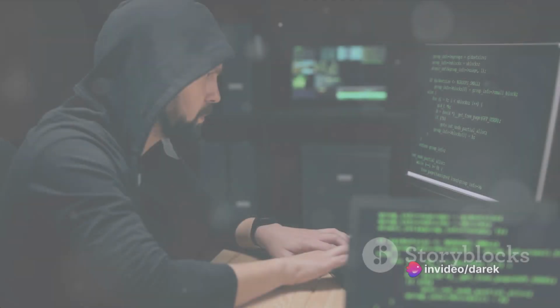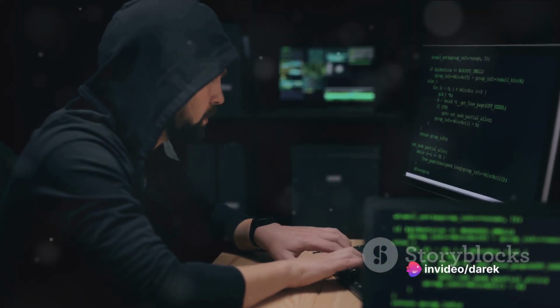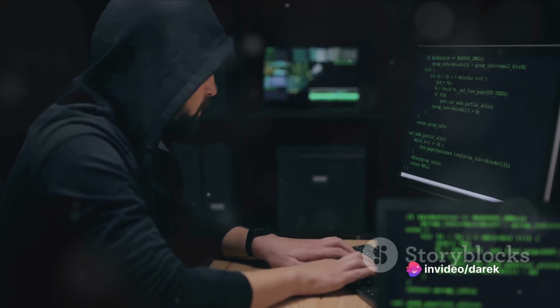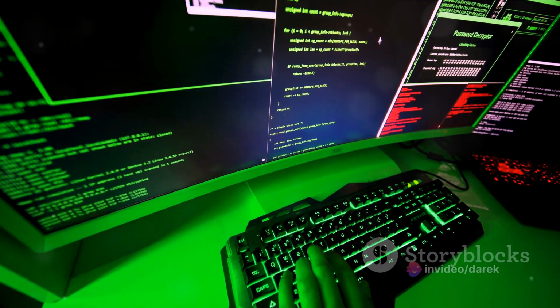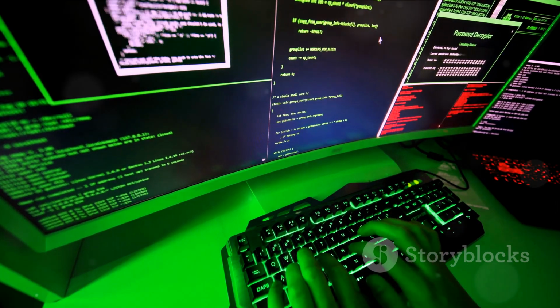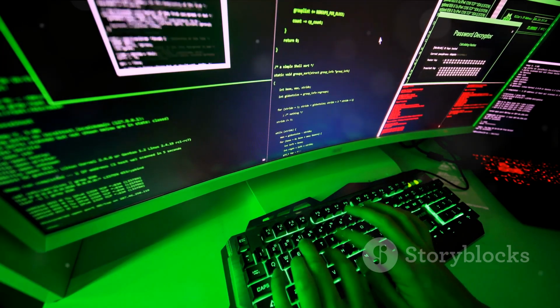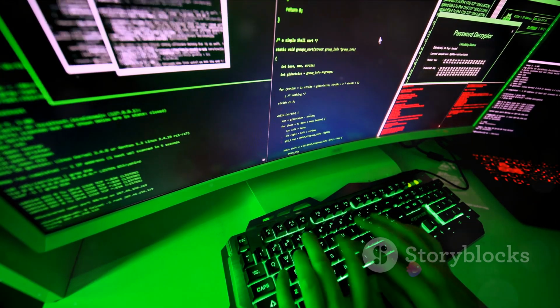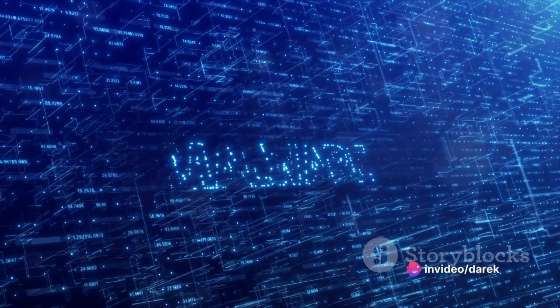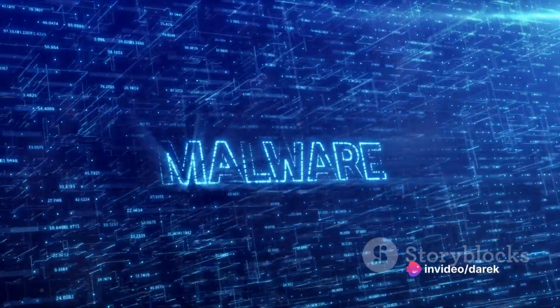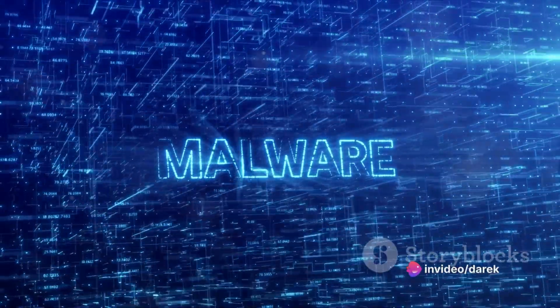So, we've taken a deep dive into the world of fileless malware. We've journeyed through the complex labyrinth that makes up this new-age cyber threat. We started by defining fileless malware, a type of malicious software that uses legitimate programs to infect a computer. It does not rely on files and leaves no traditional footprint, making it nearly invisible and very difficult to trace.